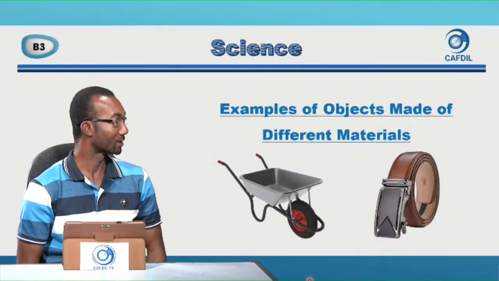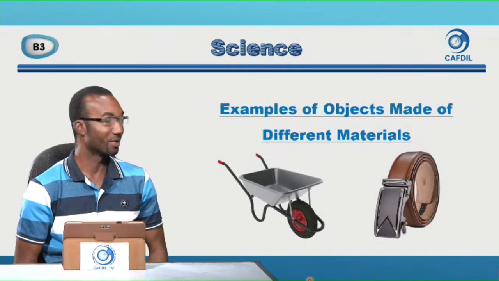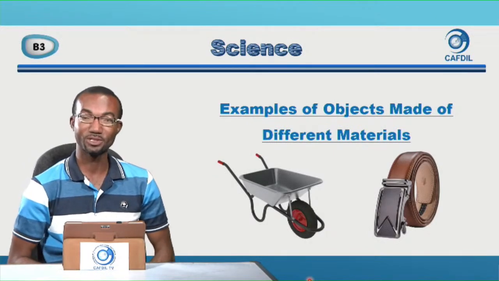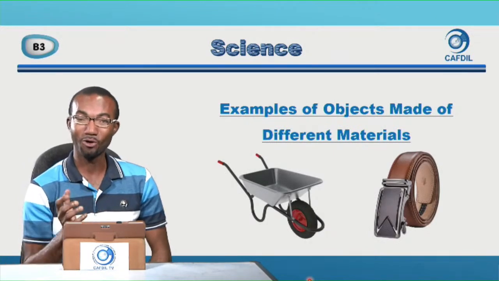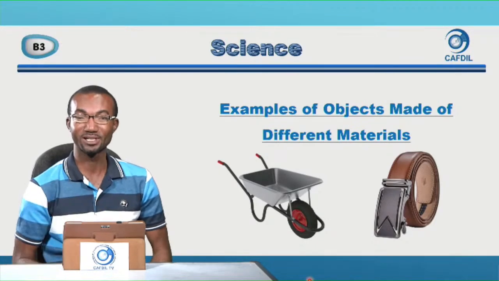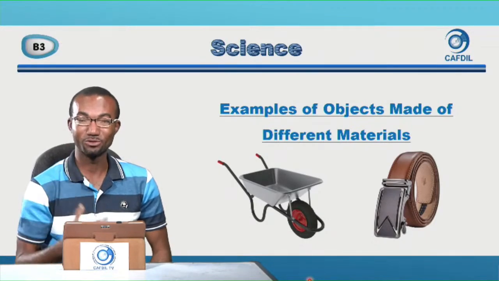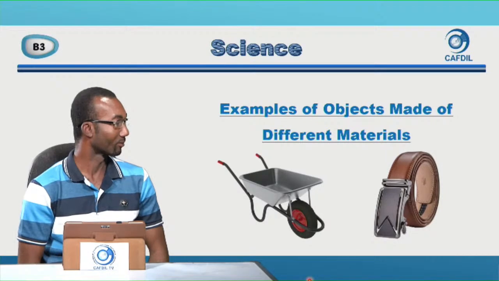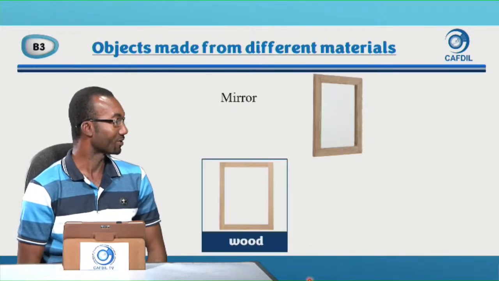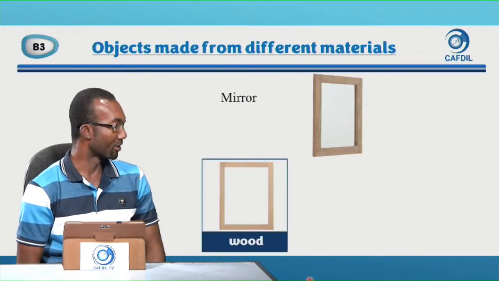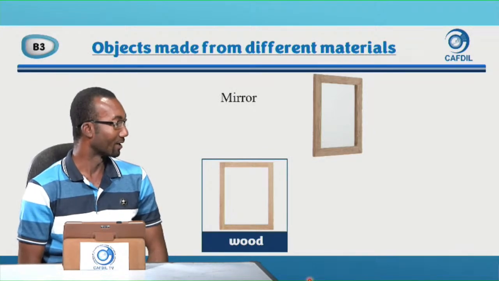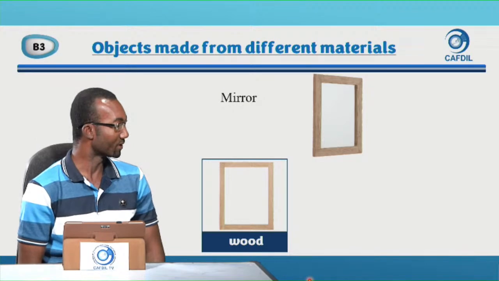Now let's look at examples of objects made of different materials. So the objects will come and we will all try to bring out the materials that were used to make that object. The first one is a mirror. And the first material we have is wood.